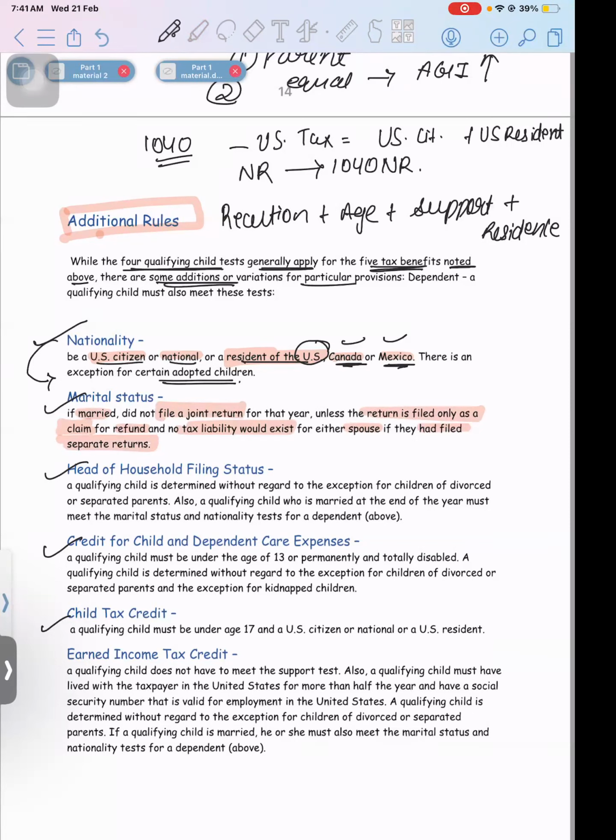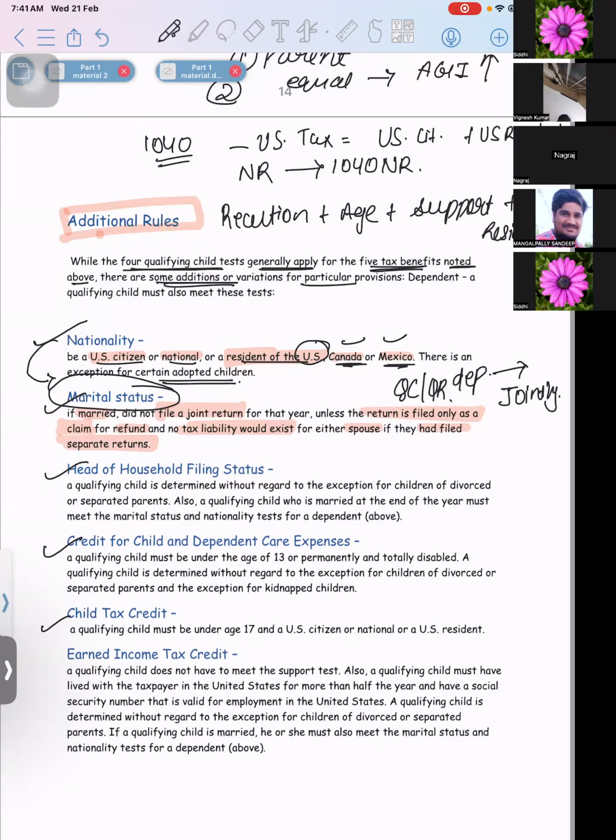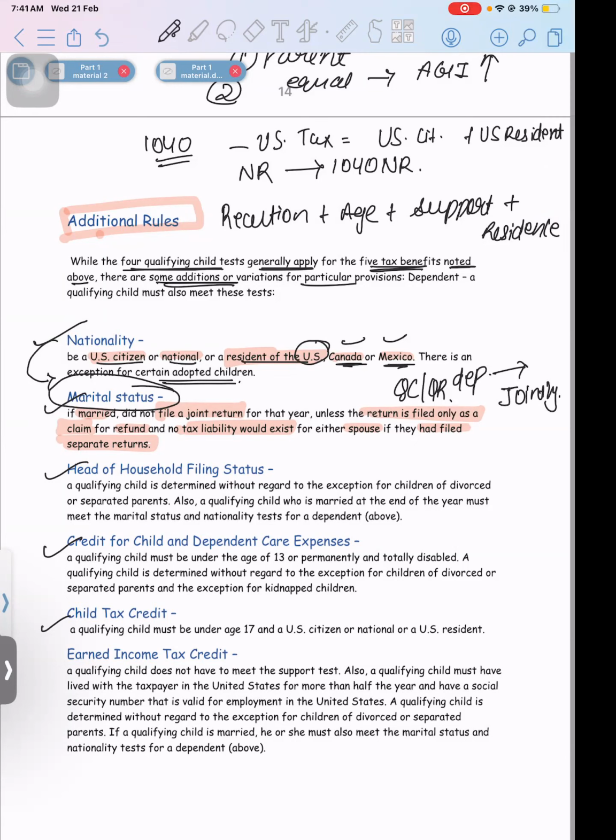Now, the additional rule in that, what they are saying for marital status is, whenever you file a return, let's say the dependent whom you are going to claim, qualifying child or qualifying relative, is filing a return jointly with another person. If a joint return is being filed with another person, it has to be only and only for claiming the refund. There is no tax payment or anything. This is for claiming the refund. Why will they claim the refund? Previously this person might have had some withholding taxes.